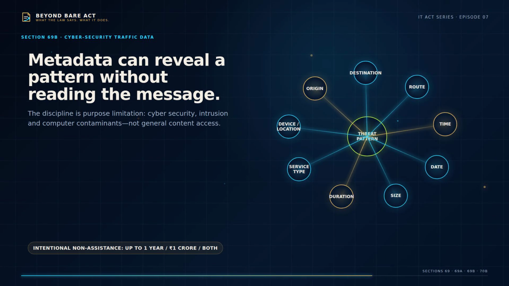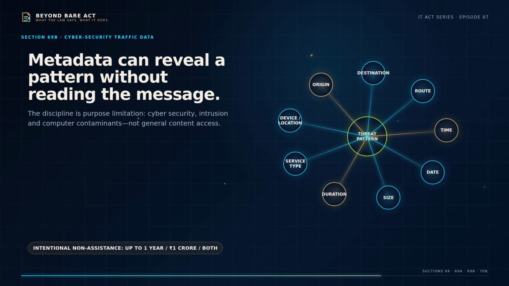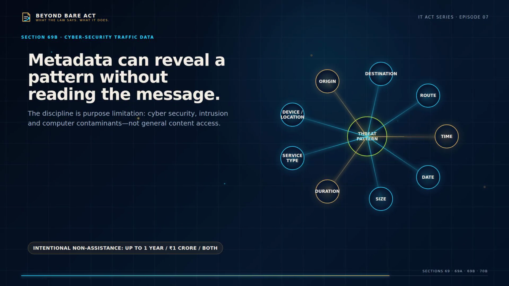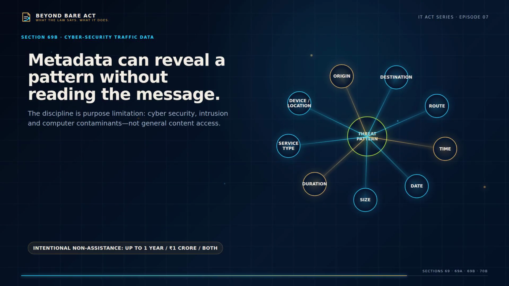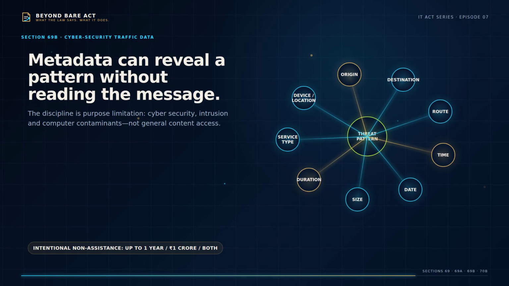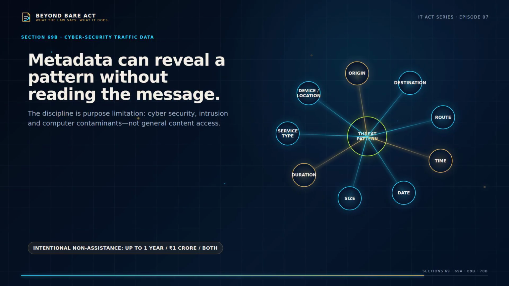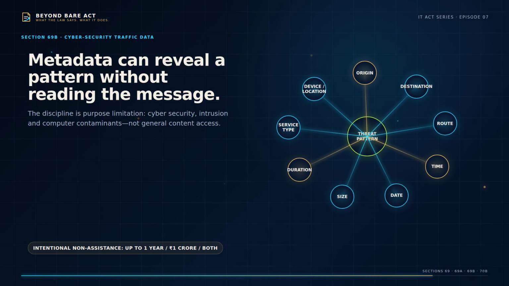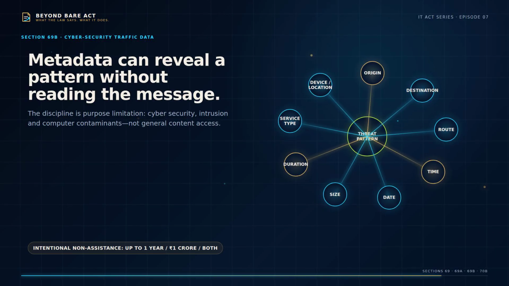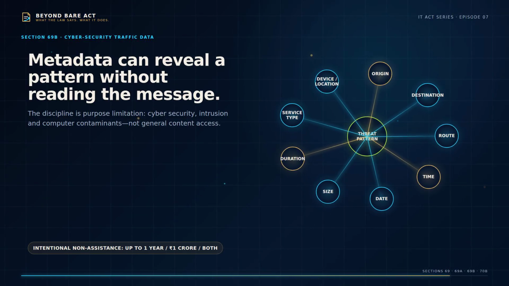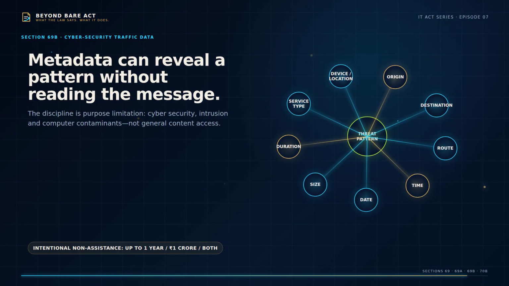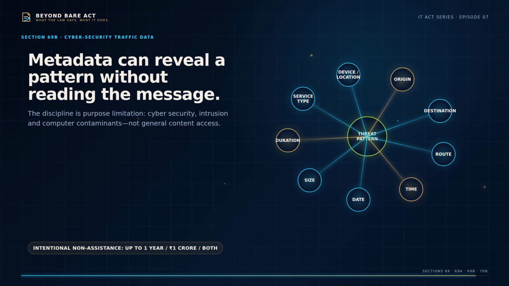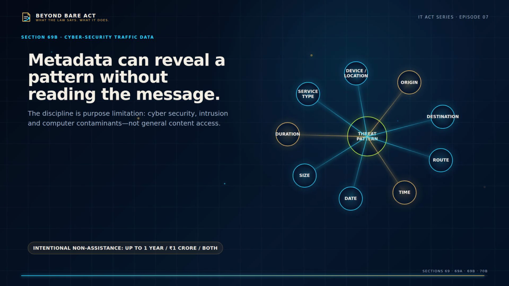CERT-In was authorised by a 2016 central government notification for the Section 69B cybersecurity purpose. Direction-related records are ordinarily destroyed within 6 months after monitoring ends, unless they are needed for an investigation, criminal complaint or legal proceeding. Intentional or knowing failure to assist can now attract imprisonment up to 1 year or a fine up to 1 crore rupees or both.